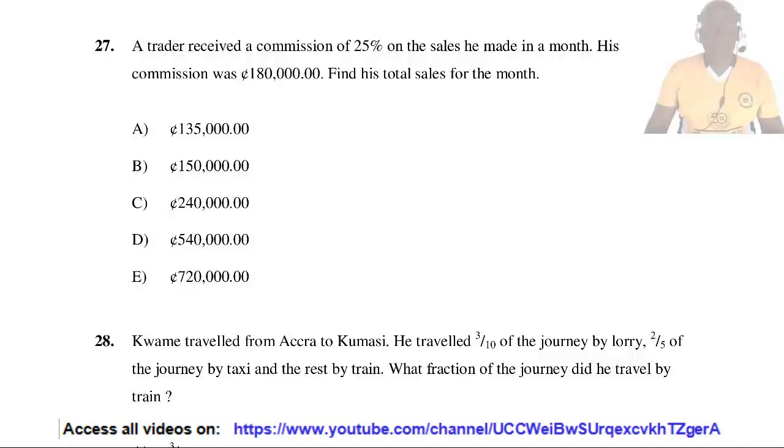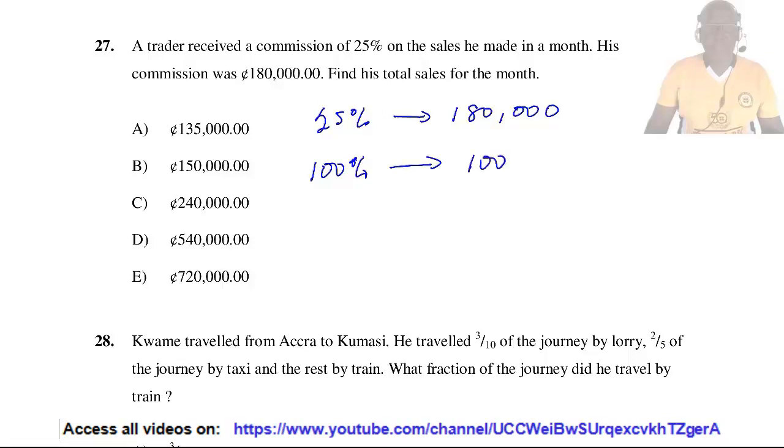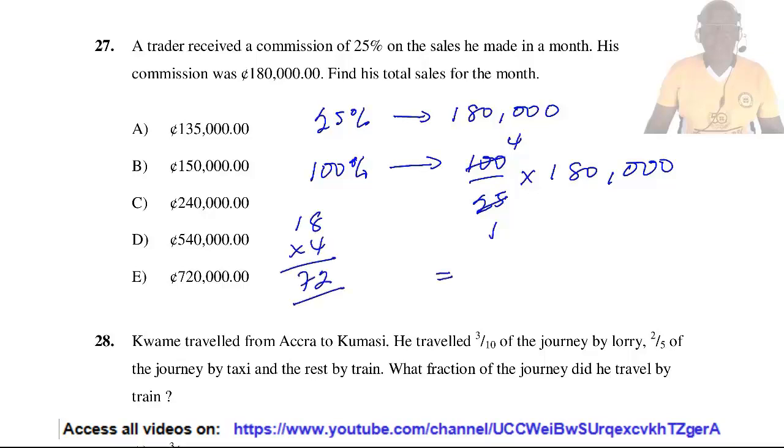Question 27. A trader received a commission of 25% on the sales he made in a month. His commission was 180,000 cedis. Find his total sales for the month. The 25% corresponds with 180,000. That is his commission for one month. Therefore, 100%, which is the sales for one month, is going to be 100 divided by 25 times 180,000. 25 goes here, 1, 25 goes here, 4. So 18 times 4 is 72. So the answer is 72 with 4 zeros. So the answer is E.